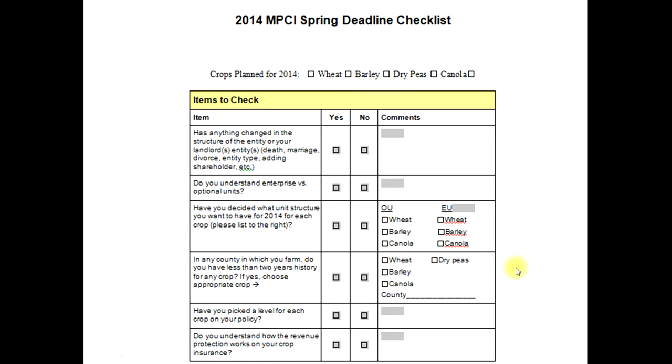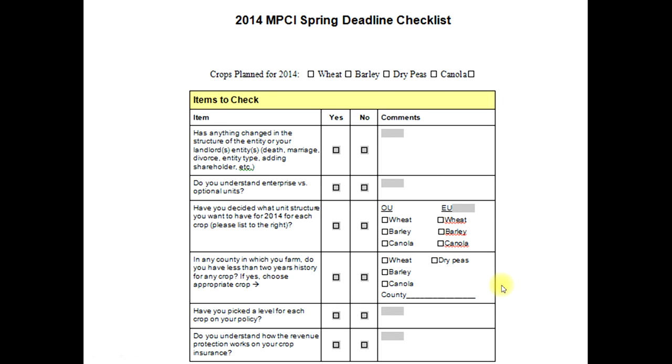So if any of the crops listed over in the right column, you have less than 2 years of experience ever growing in the county, and this isn't just your entity, it's you or anyone involved in your entity who has less than 2 years of experience with these crops, please check it over here. Obviously, a simple example of this would be dry peas. If you've never ever grown peas, just check that. And canola, if you had 1 year of history and it was back in the 90s, check canola and write 1 year sometime in the 90s, just so we know.